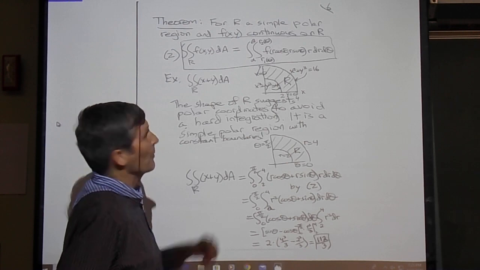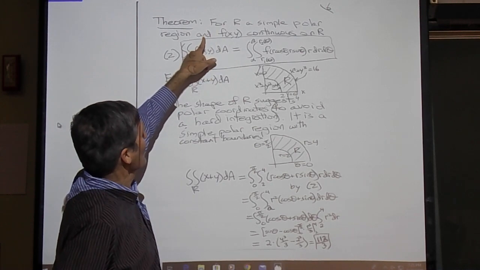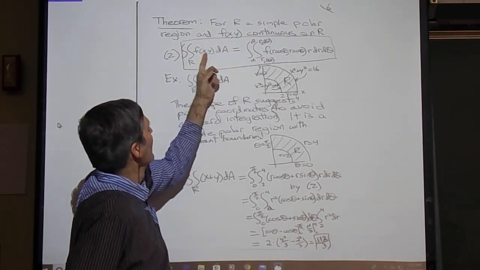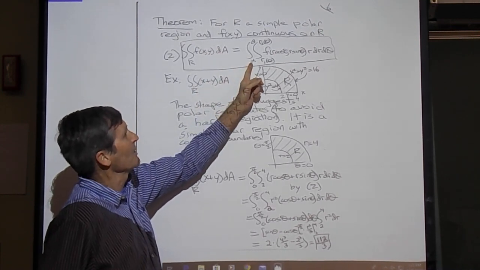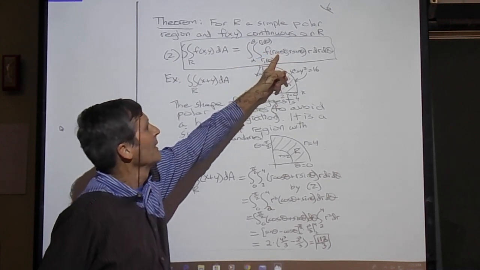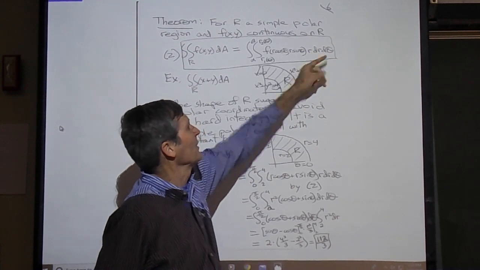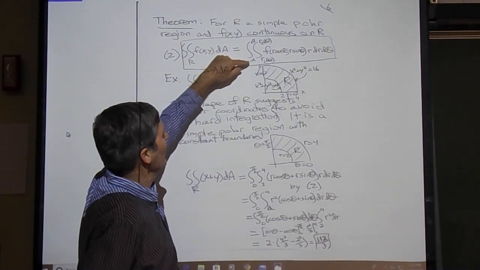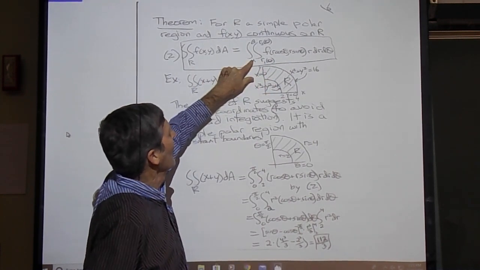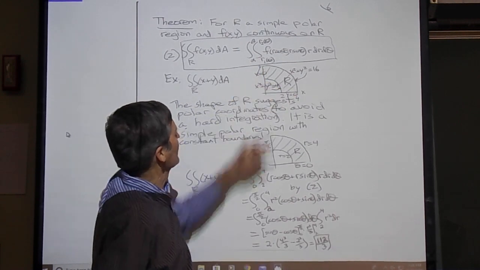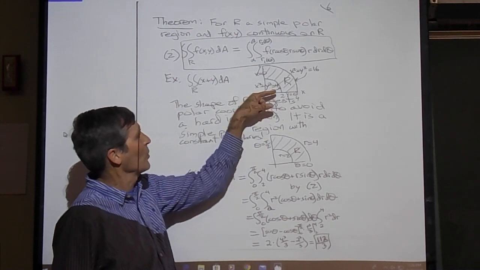Now the theorem that we've just shown the outline of is that for a simple polar region with continuous f, the double integral over that simple polar region of f can be evaluated as an iterated integral, f with x replaced by r cosine theta, y replaced by r sine theta, r dr d theta instead of dr d theta. And go between the outside curve and the inside curve, and between two rays, theta equals alpha and theta equals beta.